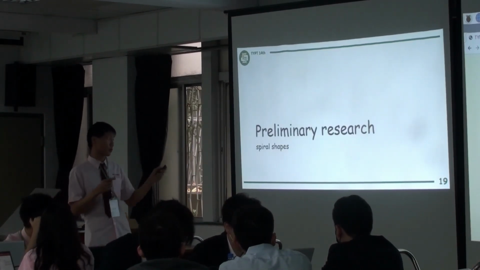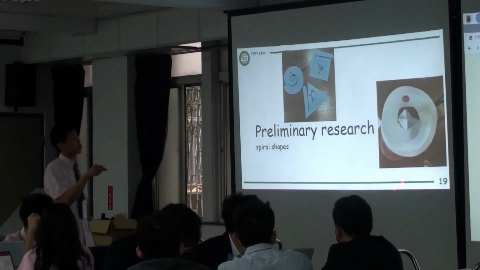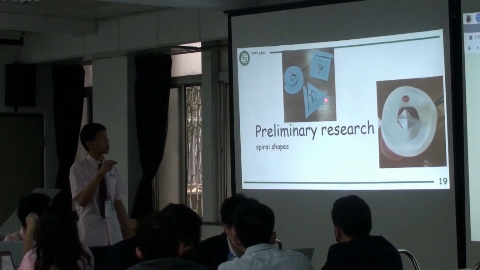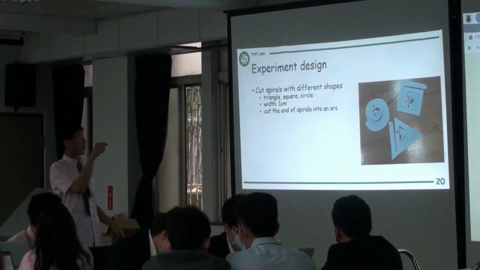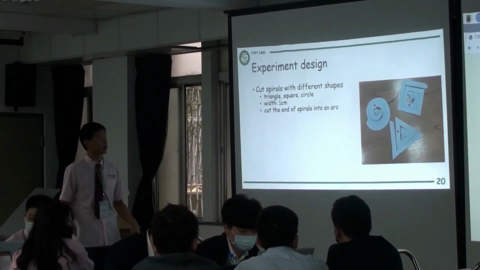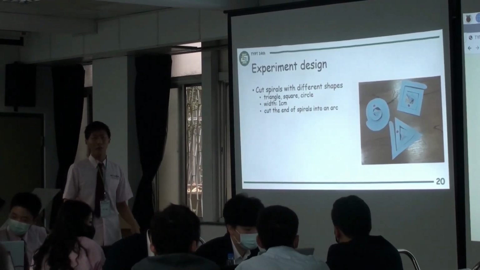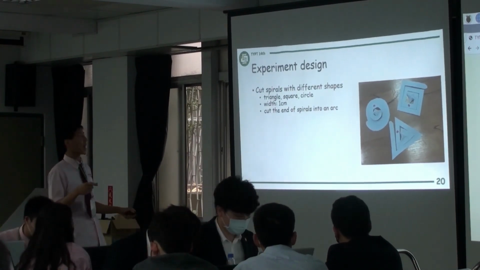Okay, so our preliminary research. Spiral shapes: we use circle shapes, square shapes, and rectangle and triangle shapes. We cut different shapes, and the width is 1 centimeter. And we cut the end of the spiral into a line so that the airflow will not have further effect at the end.